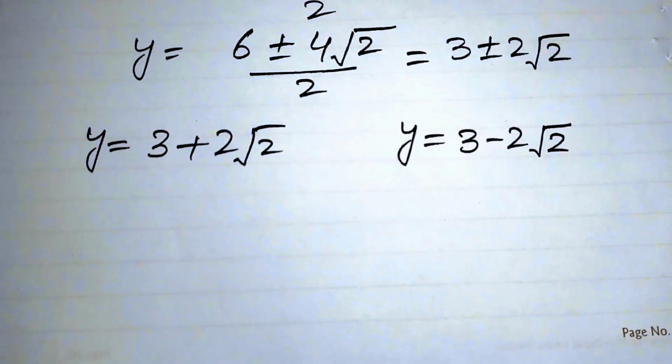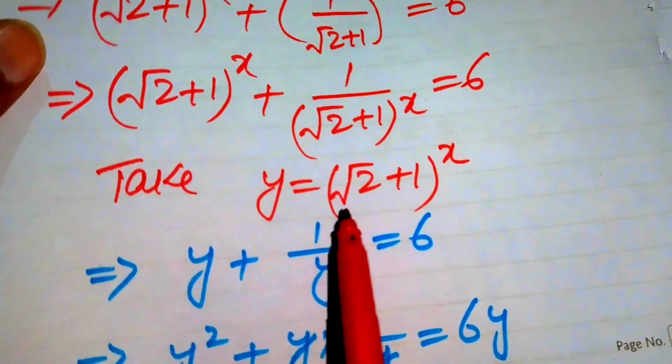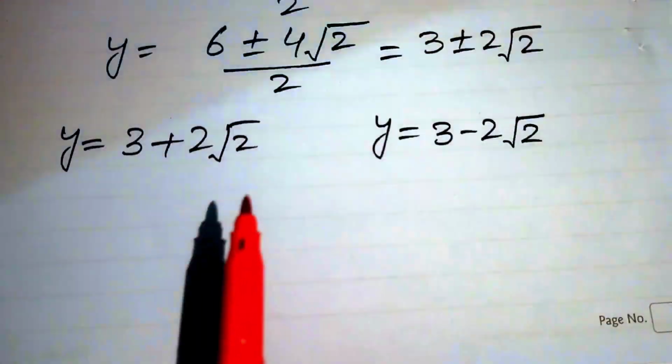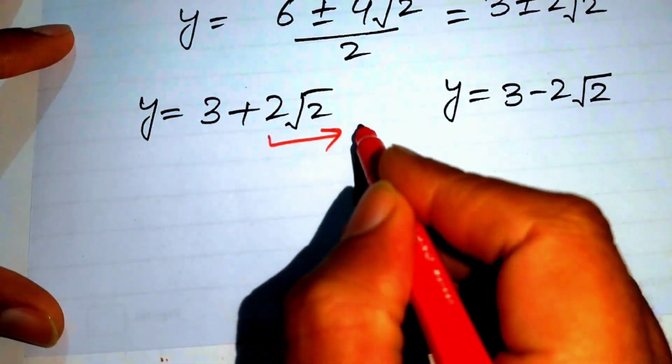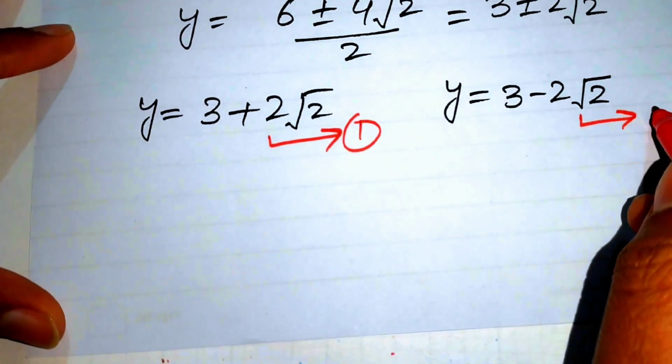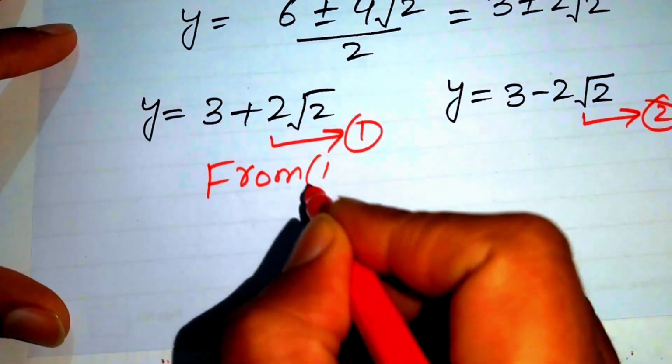And now here we back substitute the value of y, and here you see that we take y equals (√2 + 1)^x. So we put this value here and we call this equation number 1 and this equation number 2. So now first we solve equation number 1.